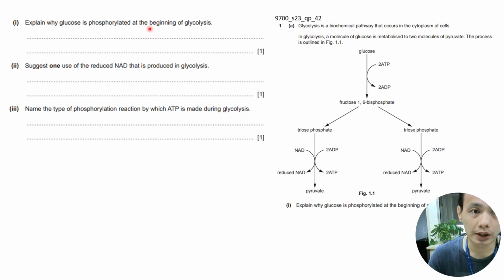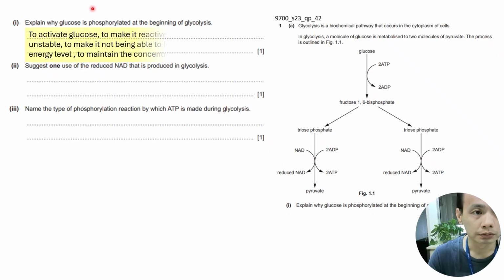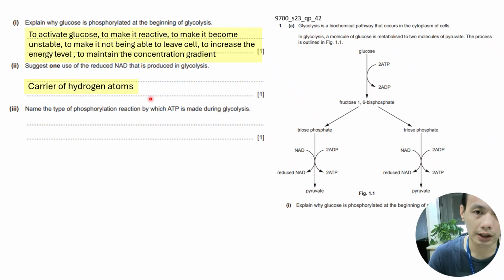Okay, past year question. Explain why glucose is phosphorylated at the beginning of glycolysis. I think we have the impression that glucose is not easily reacted, right? So glycolysis is to activate glucose, make it reactive, make it unstable, etc. Okay, suggest one use of the reduced NAD that is produced in glycolysis. So NAD is the taxi driver carrying hydrogen. Reduced NAD is the taxi driver which is already carrying hydrogen. So what is the use? To carry hydrogen atoms.